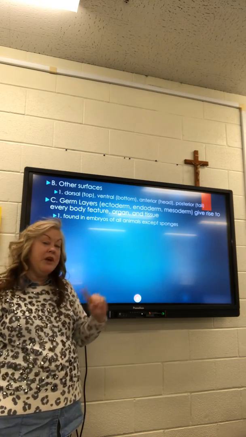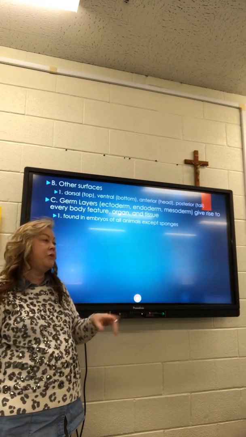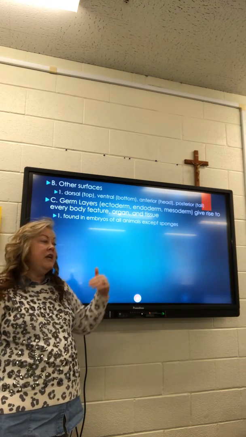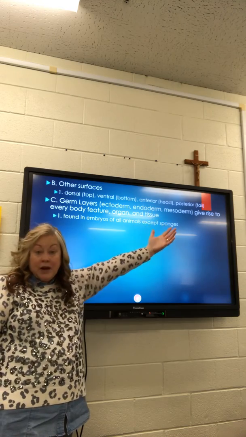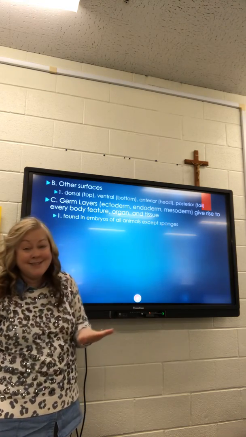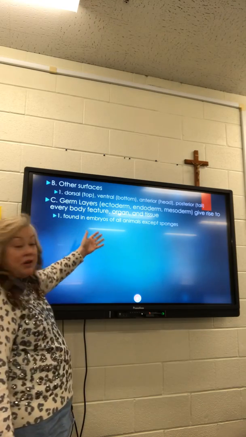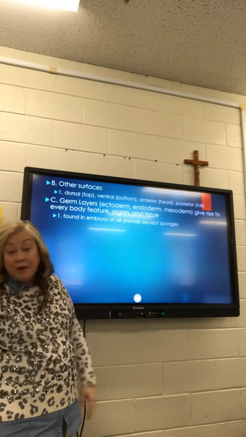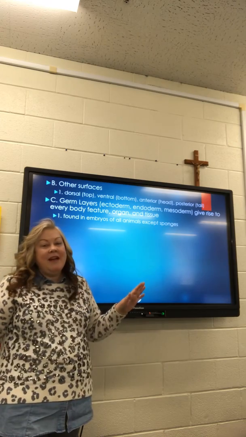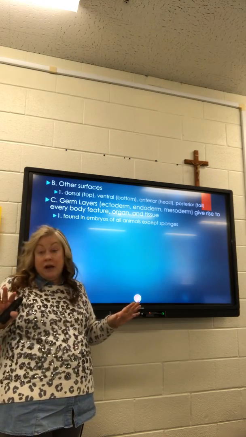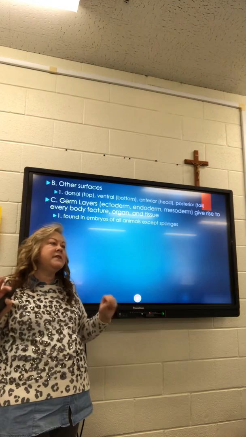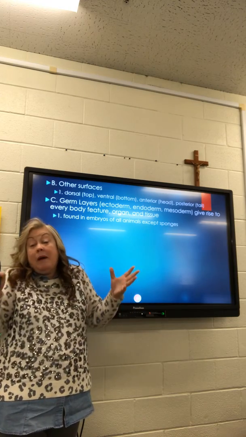Now you're going to notice a reoccurring theme as we go through this chapter. We're going to be talking about animals, starting simple and getting more complex. It's always going to be that sponge that's the simplest, no symmetry, no germ layers here. You can probably imagine that when sponges were first discovered, scientists thought they were plants, and you can probably see why.